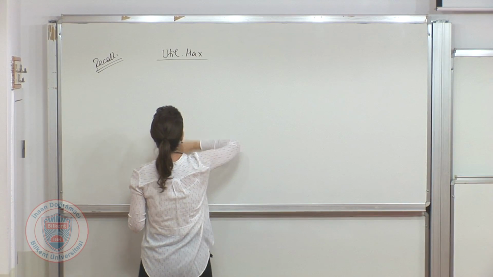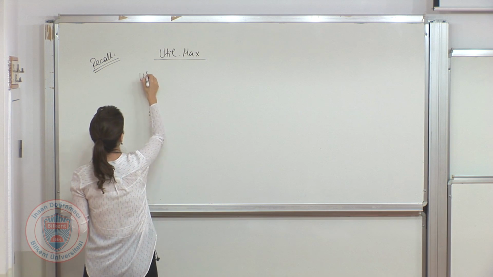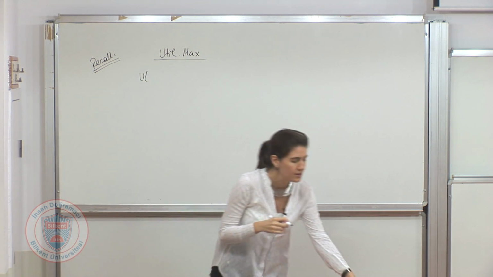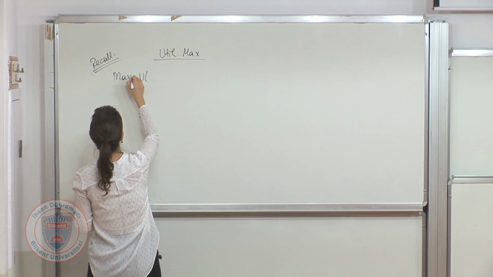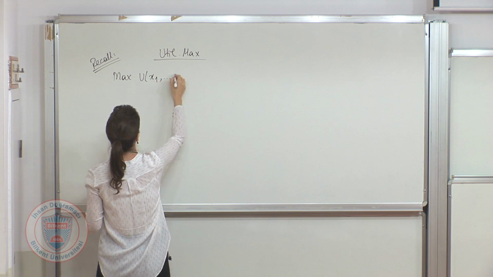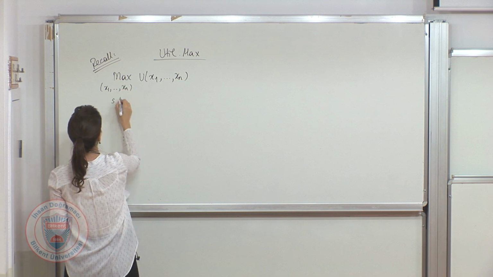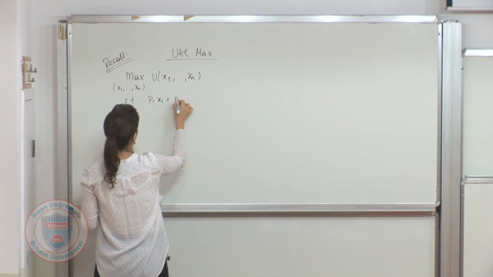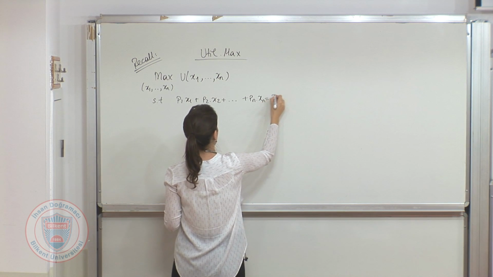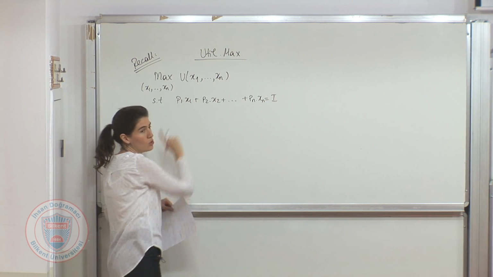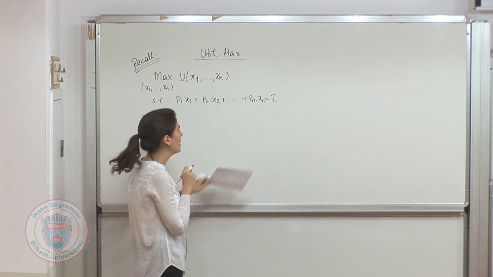So in the utility maximization problem, we had the utility function. This was the problem we were solving: maximize this utility function with respect to these variables, subject to the budget constraint. Today we're going to make a lot of references to these problems. This is the objective function, and this is the constraint.